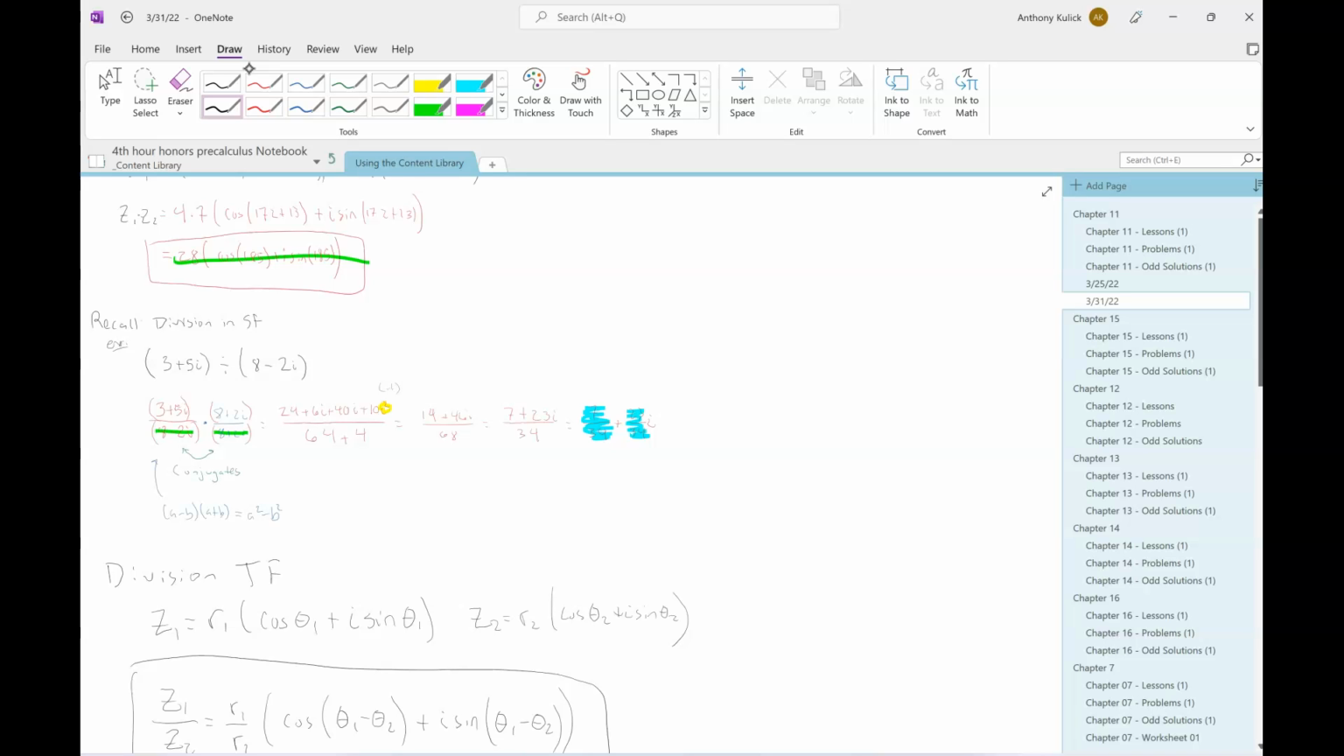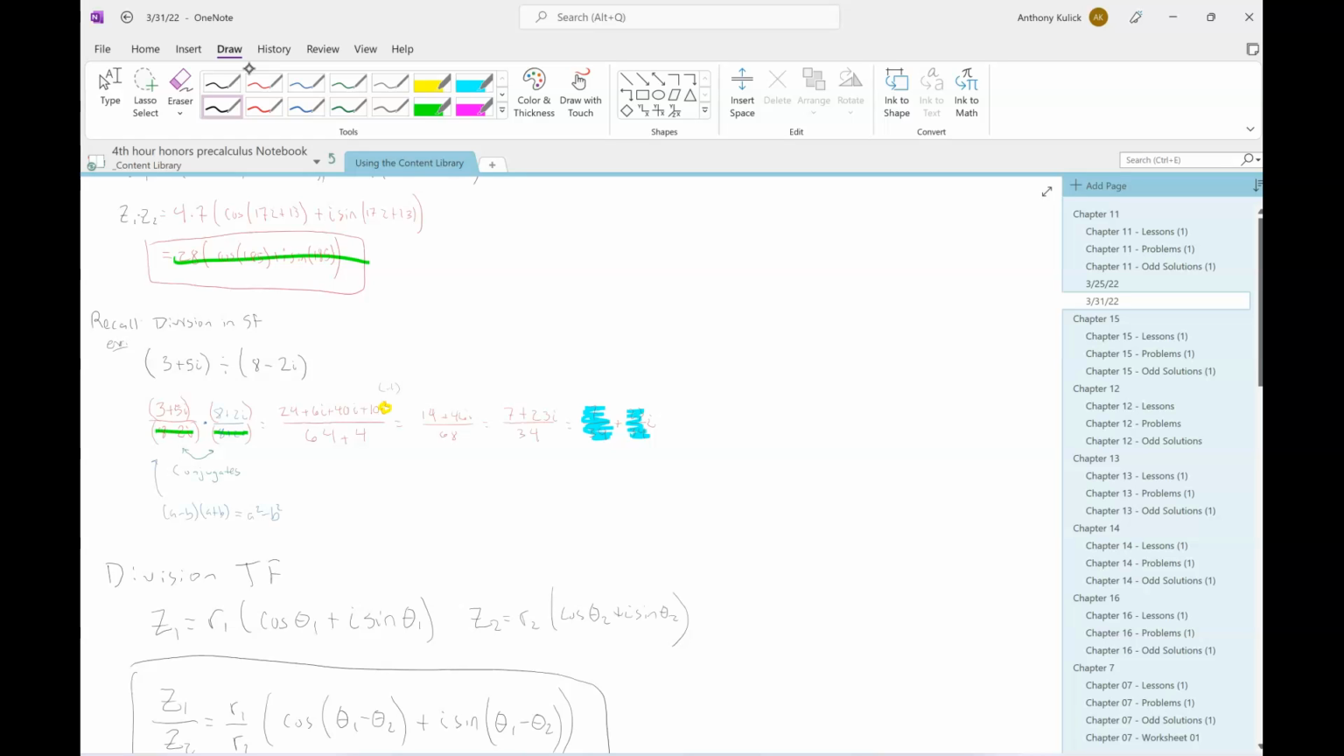If you wanted to, instead of having to do foiling and multiplying by the conjugate, you could convert your standard form problems to trigonometric form, do the operation in trigonometric form, and then convert it back out to standard form at the end. And that's a reasonable thing to do as well. If you had a situation where you had to do lots of operations on complex numbers, that's probably what I would do: I would just convert everything to trigonometric form, do all my operations in trigonometric form, and then convert back out to standard form.